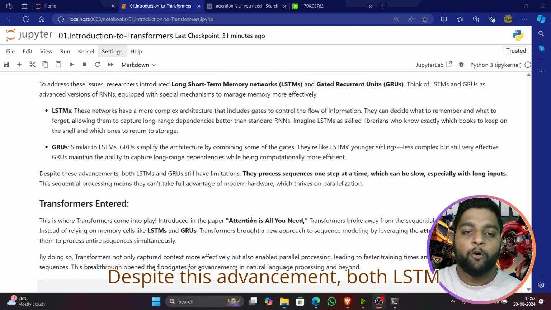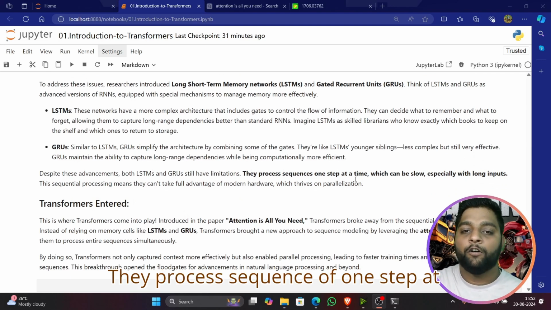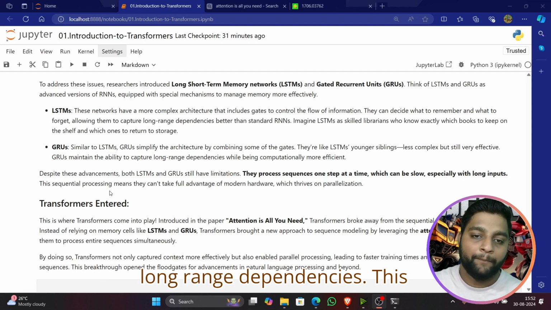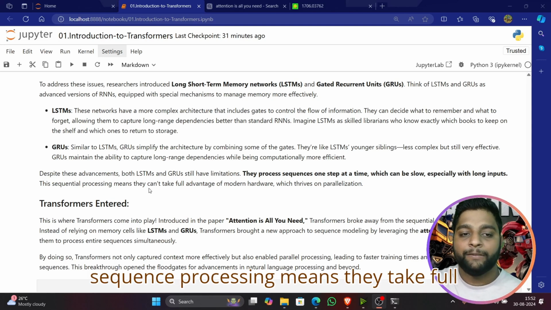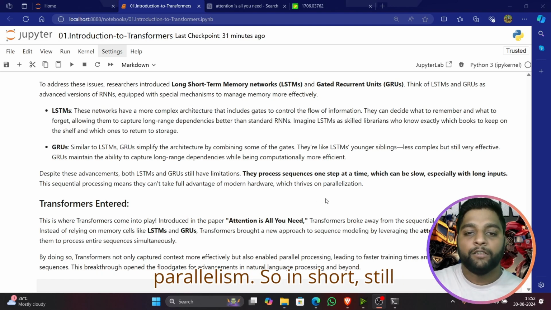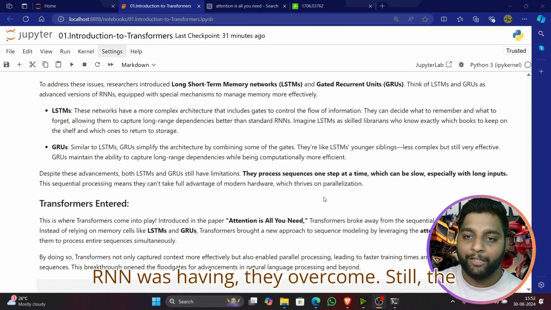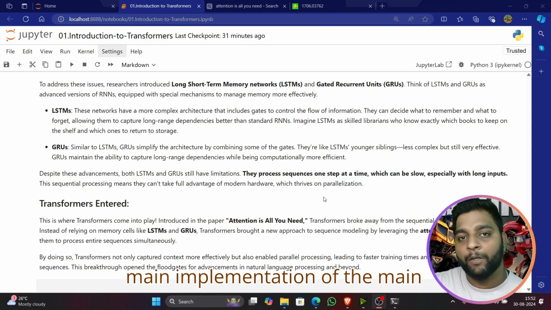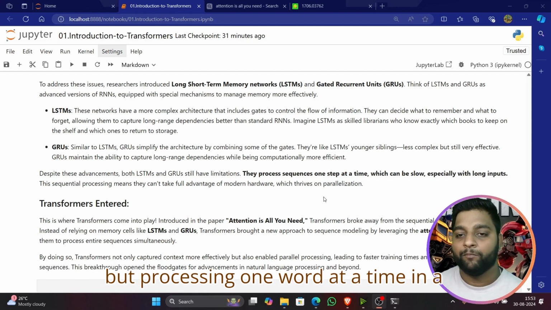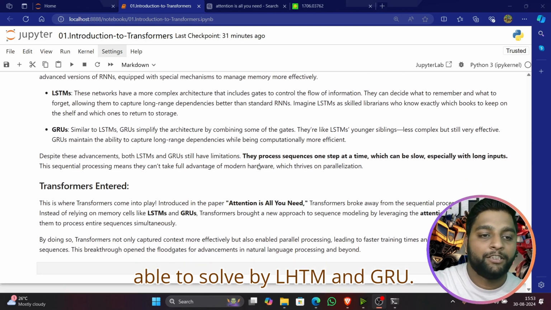Despite this advancement, both LSTMs and GRUs still have their limitations. They process sequences one step at a time, which can be slow, especially with long range dependencies. This sequential processing means they cannot take full advantage of modern hardware that thrives on parallelism. So in short, after all the limitations of RNN that they overcame, the main limitation was left, which is processing one word at a time in a sequence. That could not be solved by LSTM and GRU.